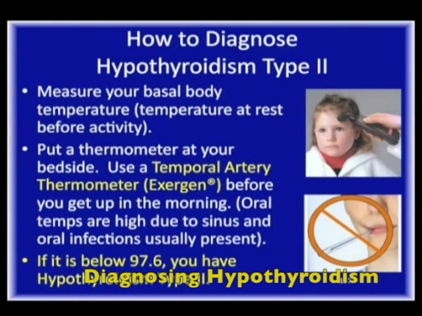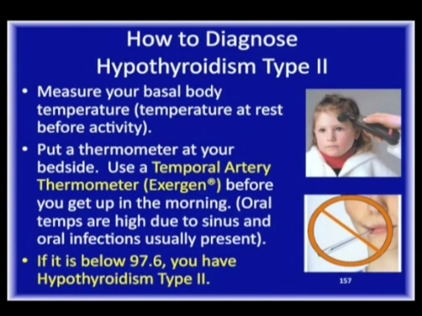Since we cannot use blood tests to diagnose hypothyroidism, how do we diagnose it? We can measure our basal body temperature, which is our temperature at rest before our muscles create heat. You should put a thermometer at your bedside. You should use a temporal artery thermometer, particularly one made by Exergen. Most of the thermometers that you buy at the drugstore today are very inaccurate. The most accurate is the temporal artery thermometer.